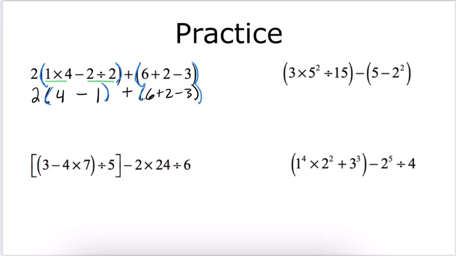here. So when I look inside of the parentheses, I have subtraction, and I also have some addition and subtraction in this second set of parentheses. So I'm going to simplify all the addition and subtraction inside of the parentheses from left to right. So for my first one, I'll have 2 times 4 minus 1 is 3, plus 6 plus 2 is 8, minus 3 is 5. And so that second set of parentheses simplifies to 5.